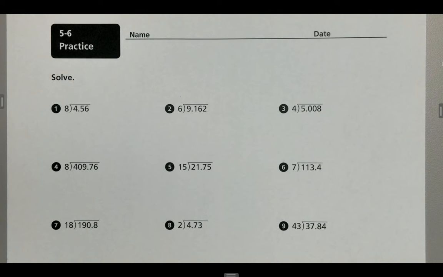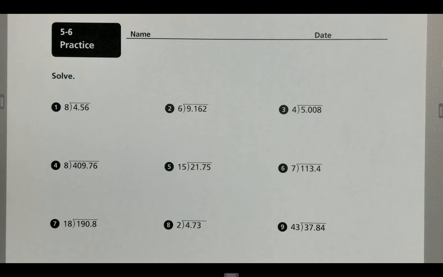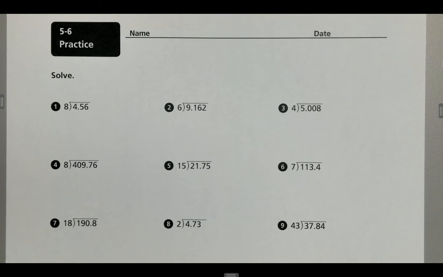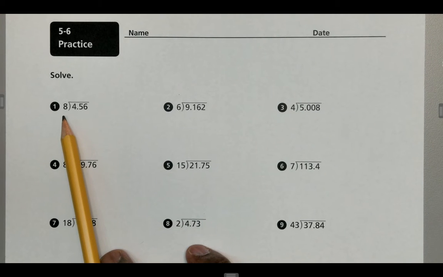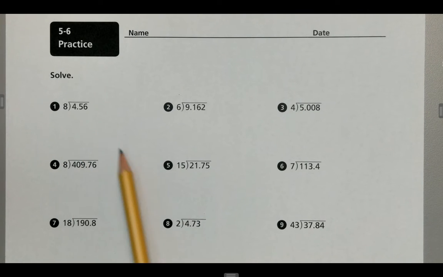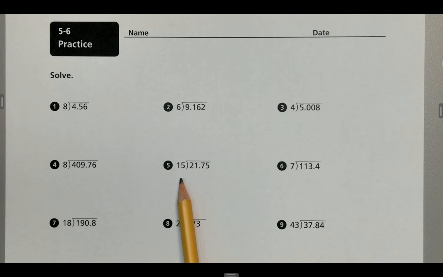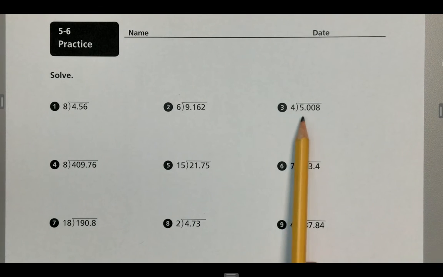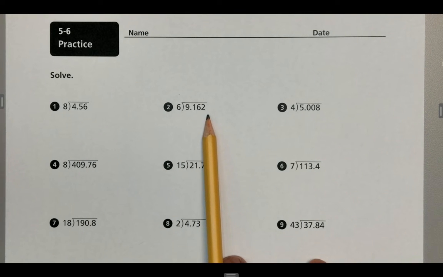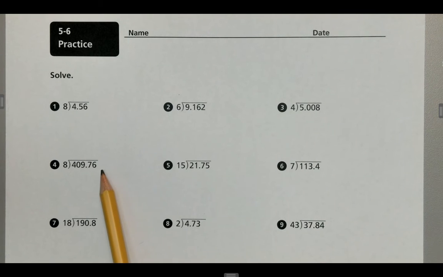Lesson 5-6, dividing decimals when there's a decimal point in the dividend. If you look at these practice problems at a quick glance, you'll notice a pattern. Some of the divisors, meaning the number outside the bracket, are 1-digit and 2-digit, and we've had plenty of practice with that by now. But inside the bracket, you'll notice that each of the dividends, which is the number that we're setting out to divide, contains a decimal point.